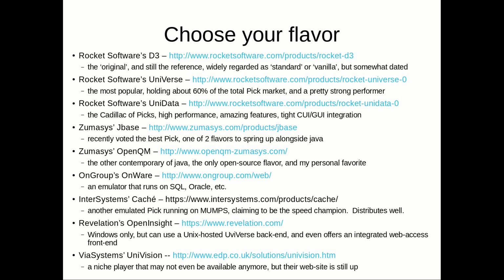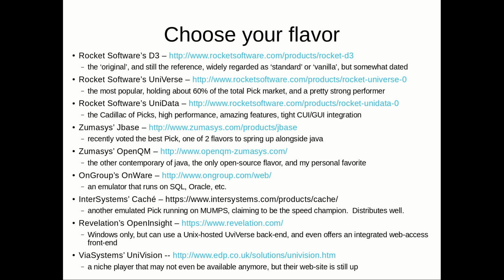InterSystems Cache, which believes that they are the highest performance PIC there is. For file access, that may be true. It's actually another emulated version of PIC. It runs on another system that kind of was a contemporary of PIC called Mumps. Shows how well Mumps did, that they're emulating PIC. But it does distribute well across multiple CPUs and boxes and things.